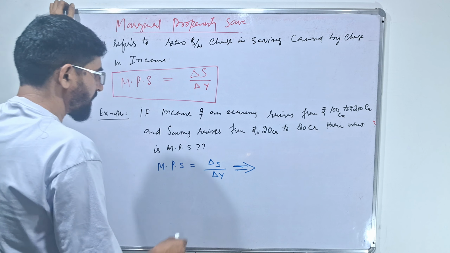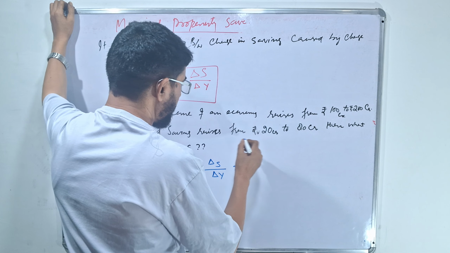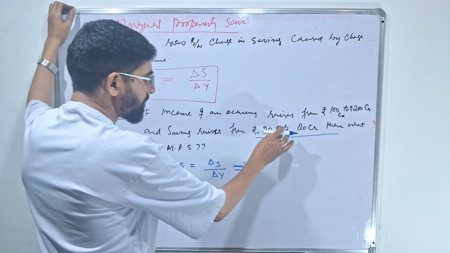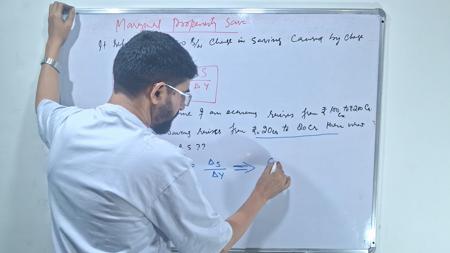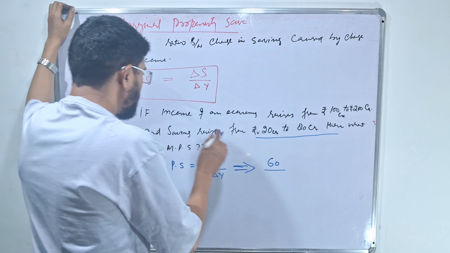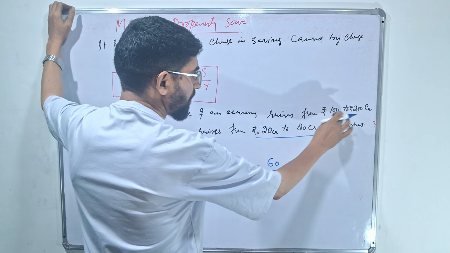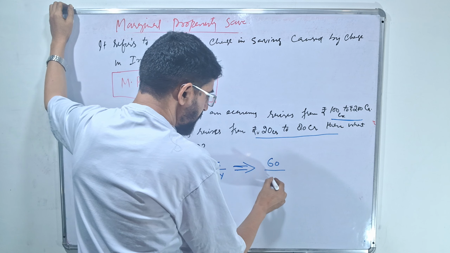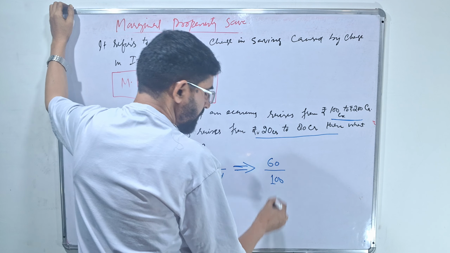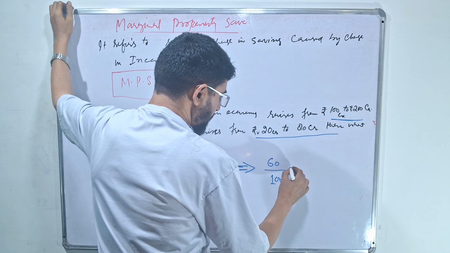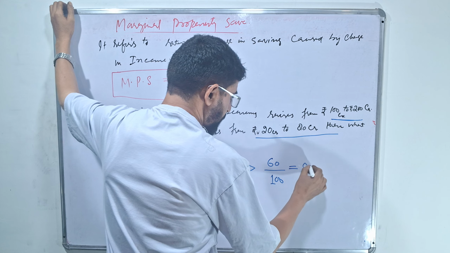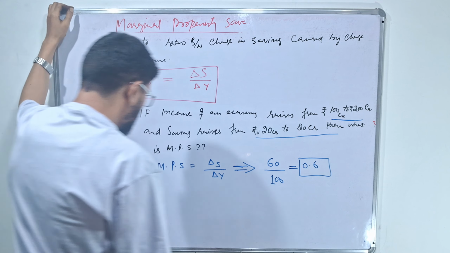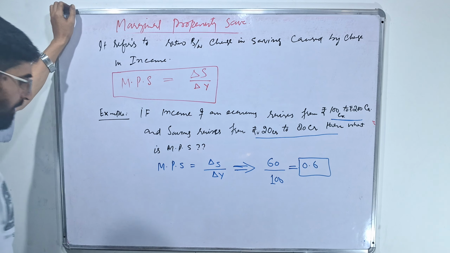Now, as per this formula, first we have to calculate change in saving. Here I write saving rises from 20 crore to 80 crore, meaning the difference between 20 crore and 80 crore is 60 crore. That we call change. Then change in income, that is 100 crore to 200 crore, the difference is 100 crore. When we cancel out, we get 0.6. That means 60%.